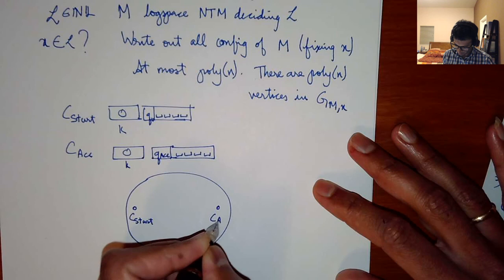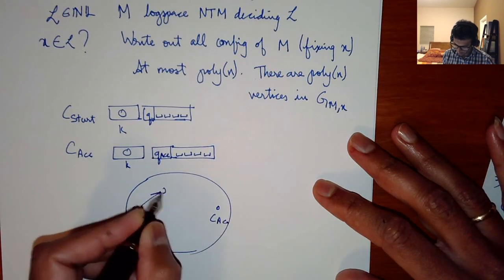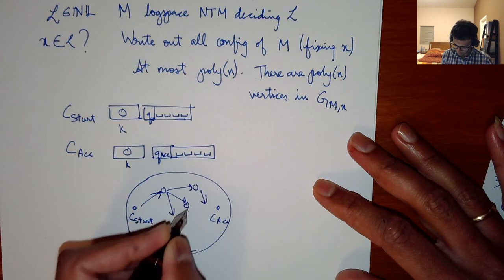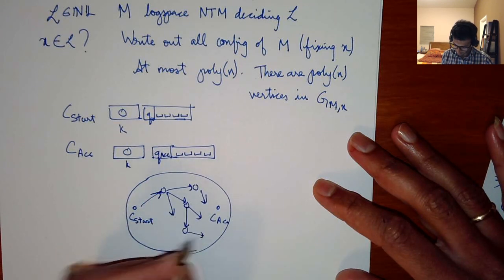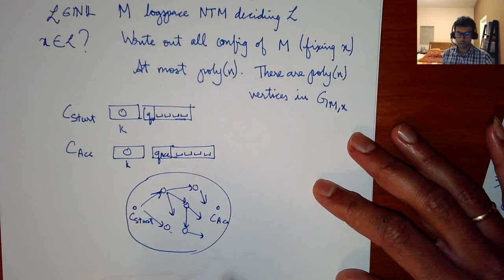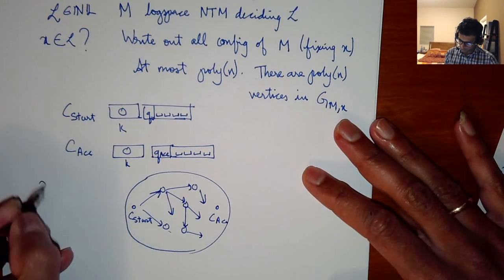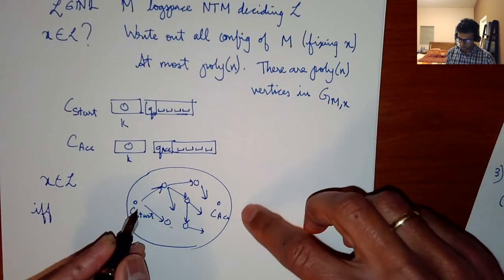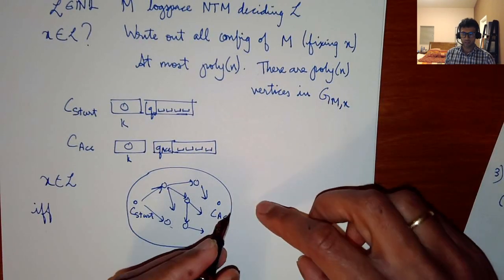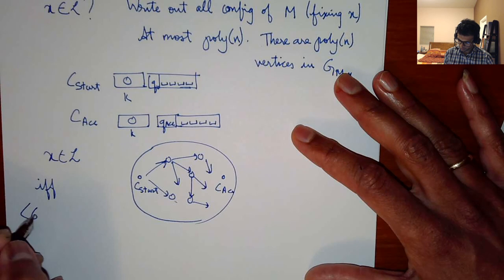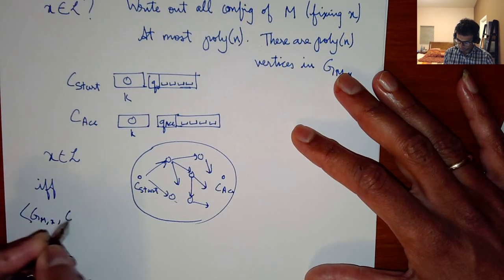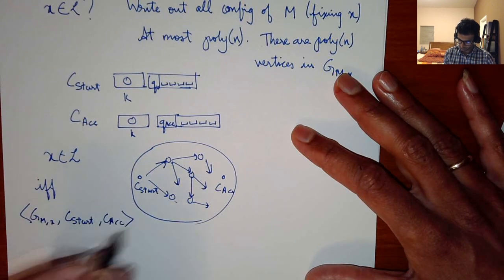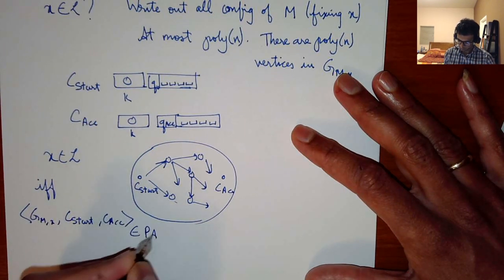Here's C accept. And then we have all these transitions. And because it's non-deterministic, it has multiple choices for each vertex, and so on and so forth. So we know that X is in L if and only if there is a path from C start to C accept. So if and only if G_{M,X}, C start, C accept is in PATH.